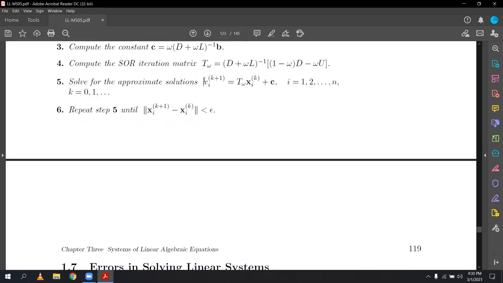And this is the matrix form of the SOR method. You know how to find this one. The TW formula is this, which you have to remember, and the CW formula is this one.